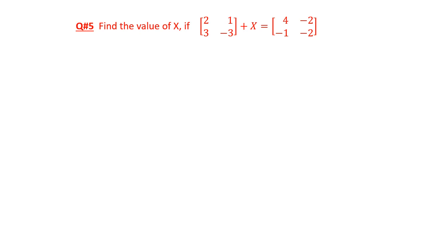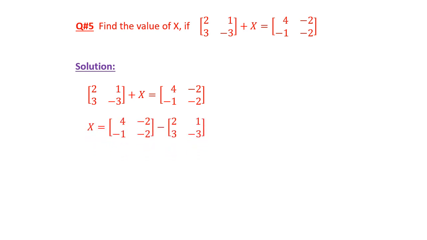Dear students, in question number 5, we have to find the value of matrix X. Its solution is, first of all, we will shift a matrix on the left hand side to the right hand side with a negative sign, and after subtracting these two matrices and after solving, we have X is equal to this matrix.